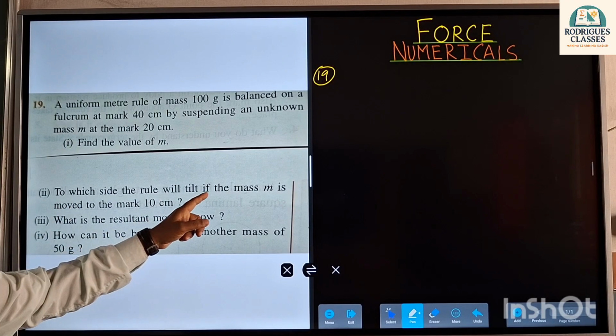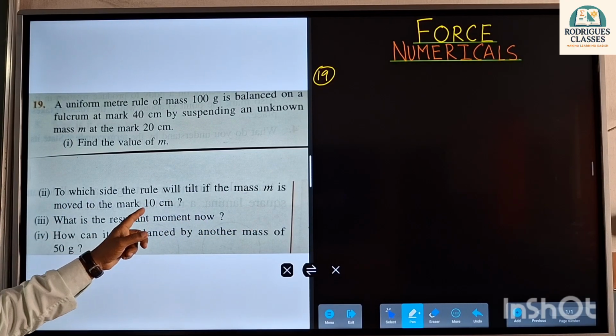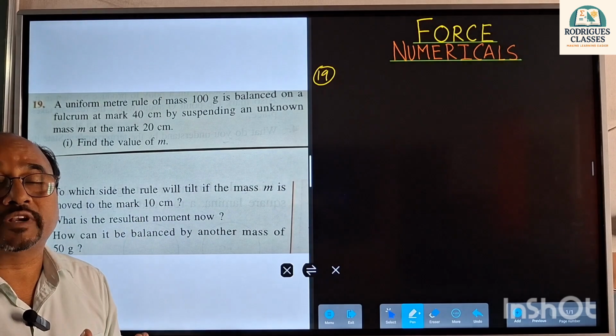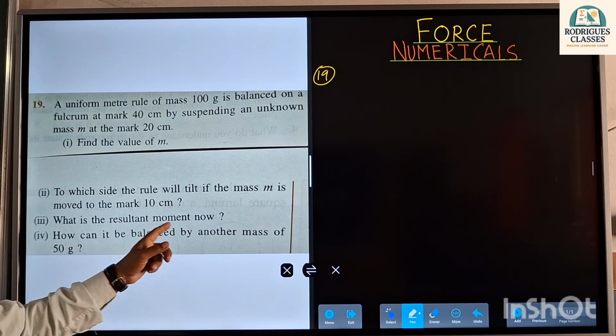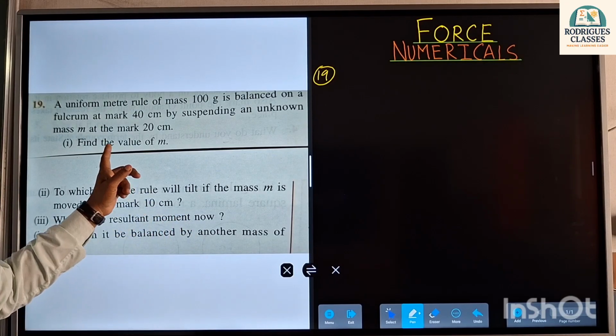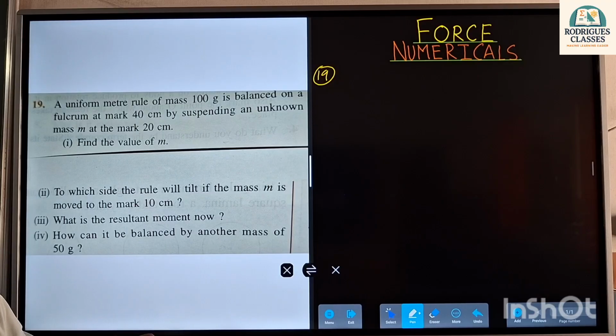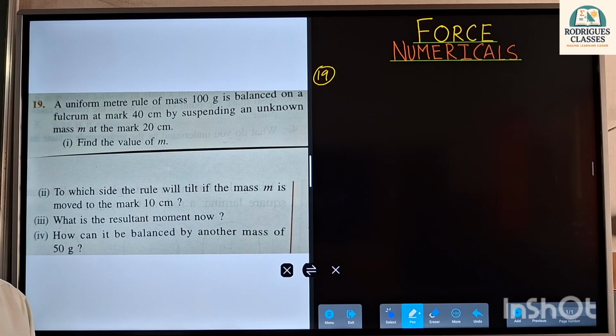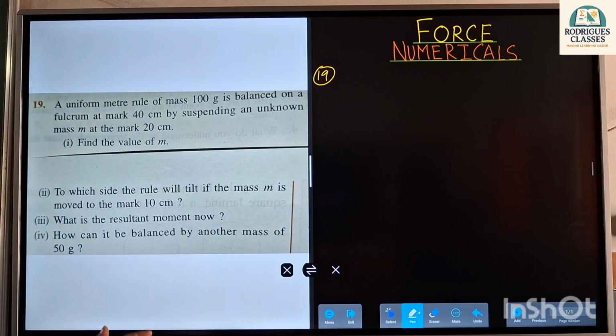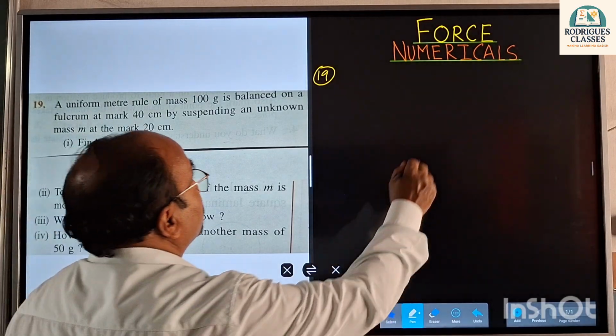To which side will the rule tilt if the mass m is moved to the 10 centimeter mark? Now if that is moved to 10 centimeter mark, which side will it tilt? We know if we shift the mass, the balance will get disturbed. What is the resultant moment now? When this mass m is taken to 10 centimeter, we have to find the resultant moment there. And then how can it be balanced by another mass of 50 gram? We are provided with another 50 gram. Place it somewhere to balance it. So let us see it part by part. But first let us get the diagram of it. Okay.